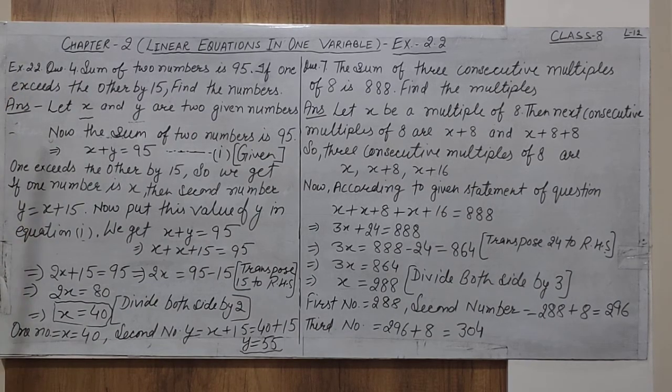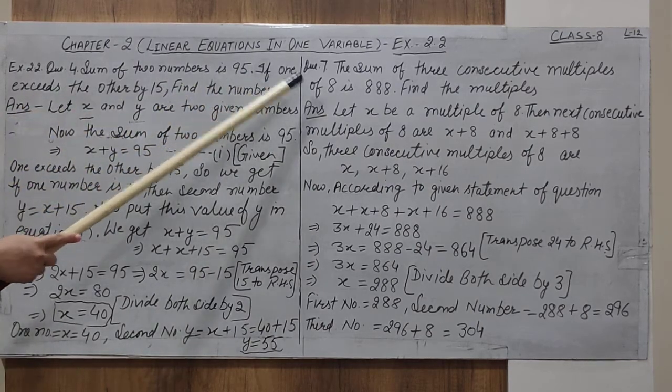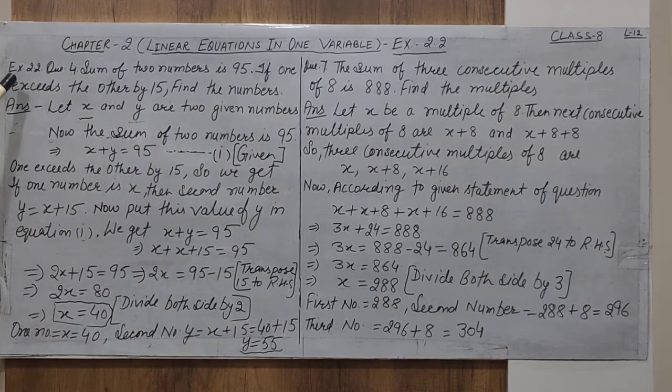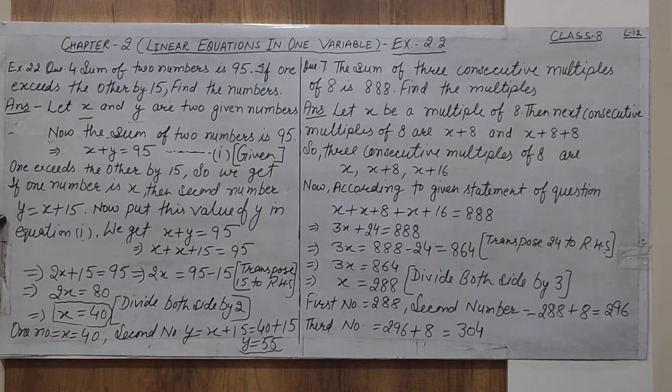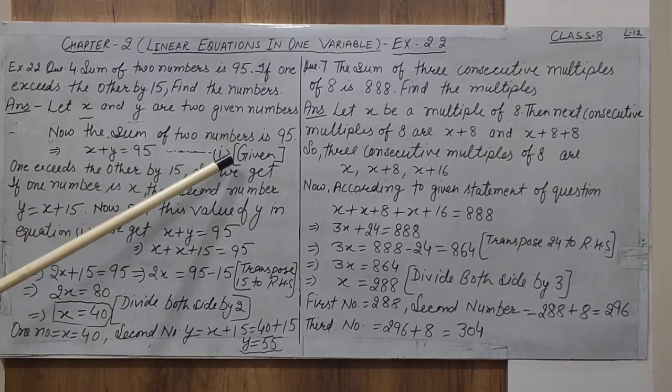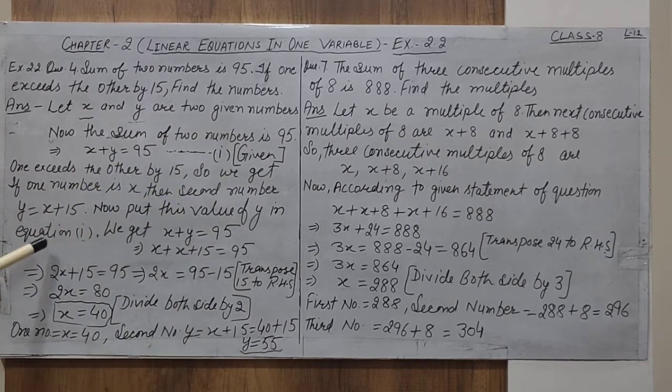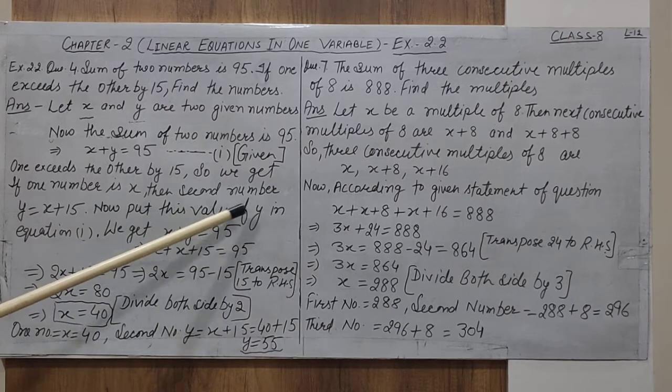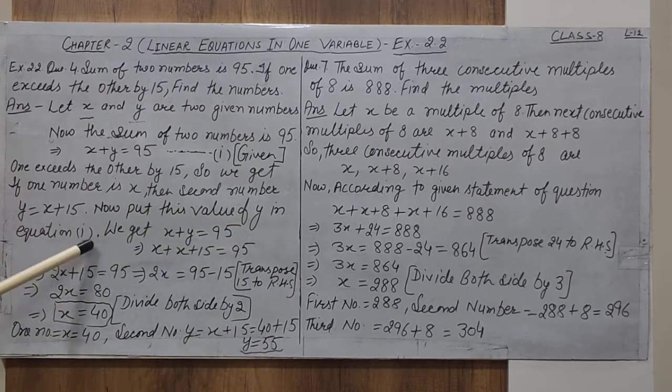Some relation must be given, but you understand how the relation is used, how this second line, that is, if one exceeds the other, how we can use this condition. One exceeds the other by 15, so we get one number is x, then the second number y is equal to x plus 15. We have to put this value of y in equation 1. This is the first equation. So we must now write, put the value of y in equation 1.